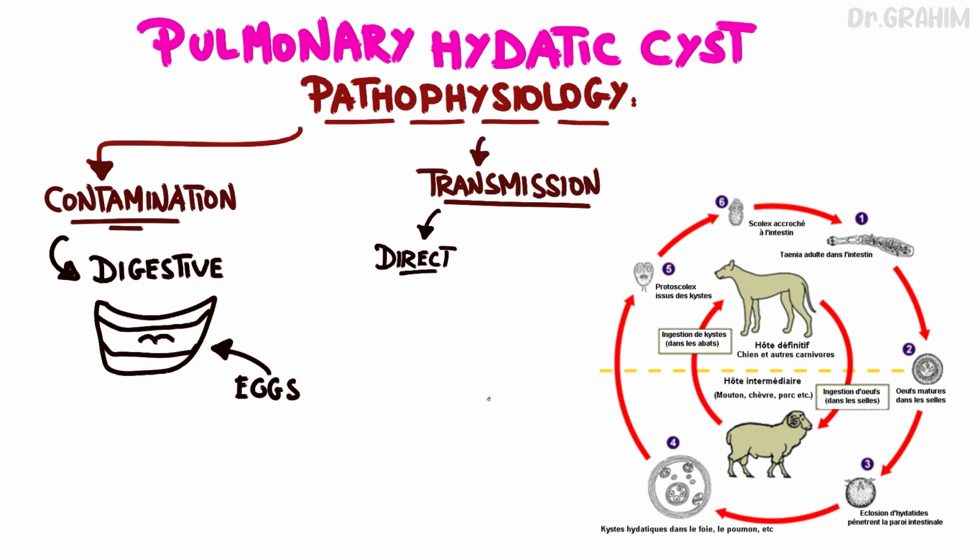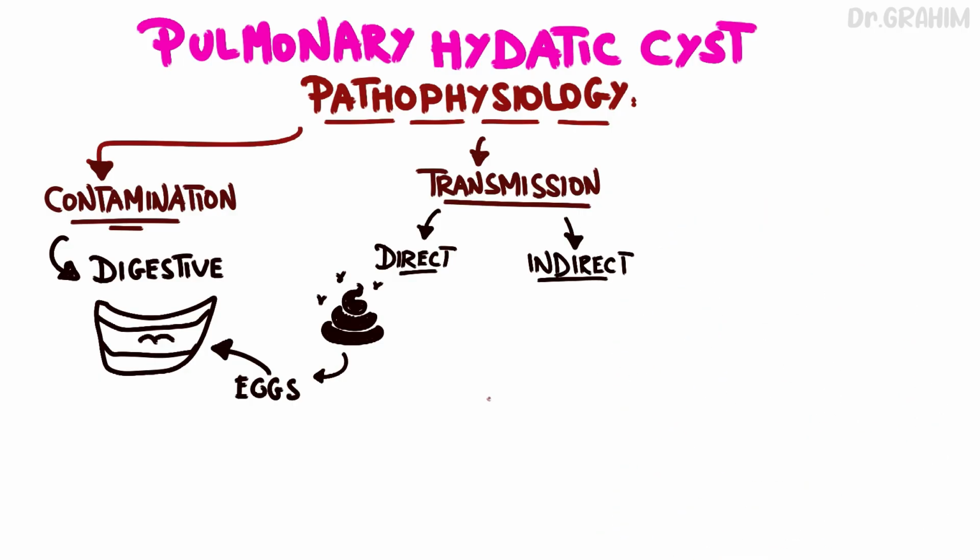Infected dogs excrete eggs in their feces, and once ingested by humans, these eggs can transform into larvae in the intestine. And indirect transmission by consuming water or food contaminated with the feces of infected dogs. Transmission may also occur through contact with contaminated objects, hands, or clothing.